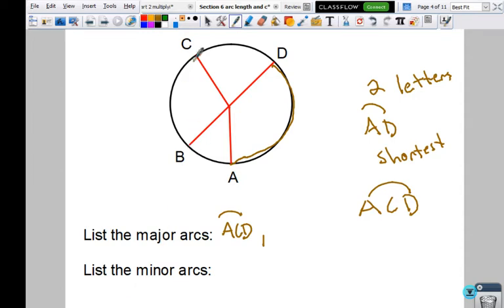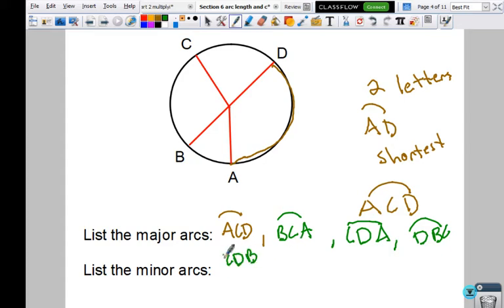I could do BCA, right? Arc BCA, that would be a major arc, B to C to A. And let's see, I could do CDA, or DBC. Or CDB, right? There's too many of them. We can not try to list all of them.